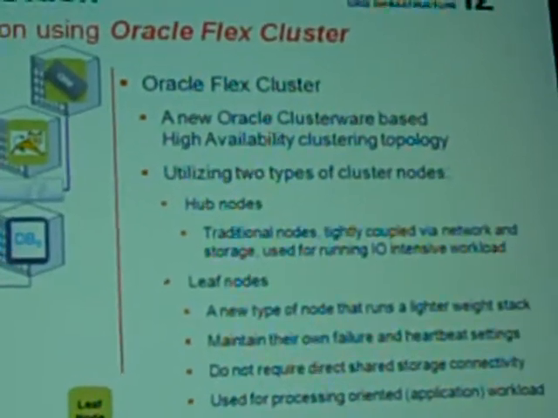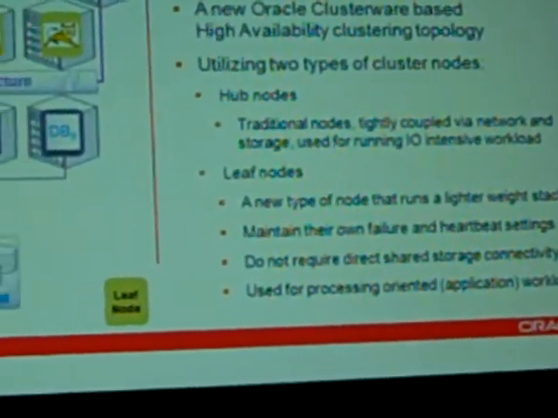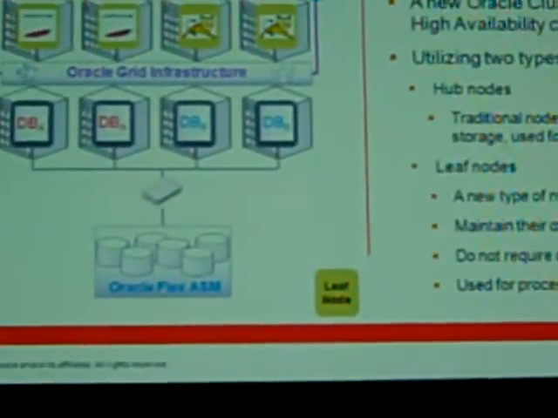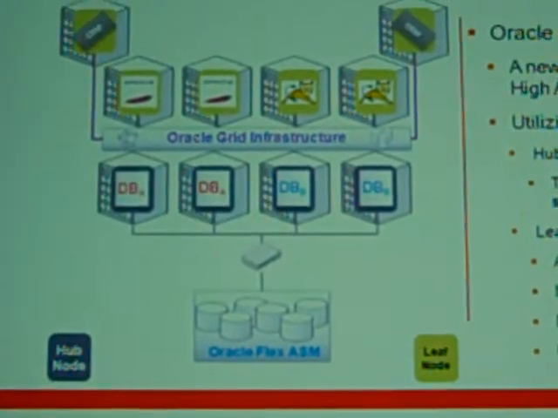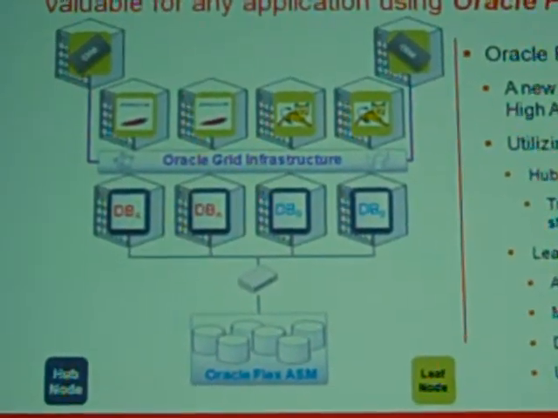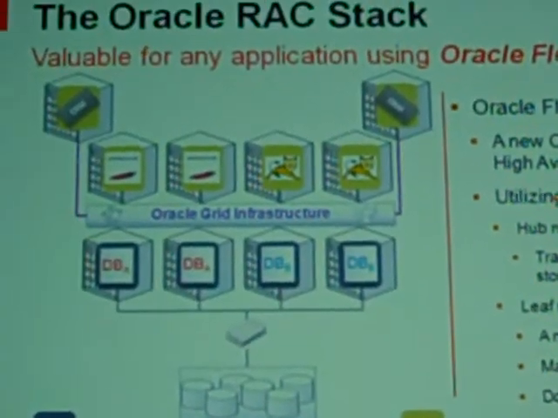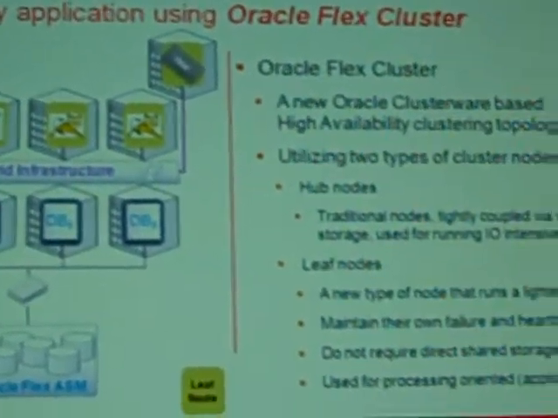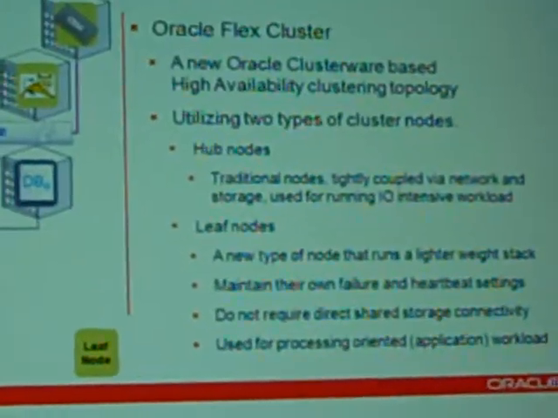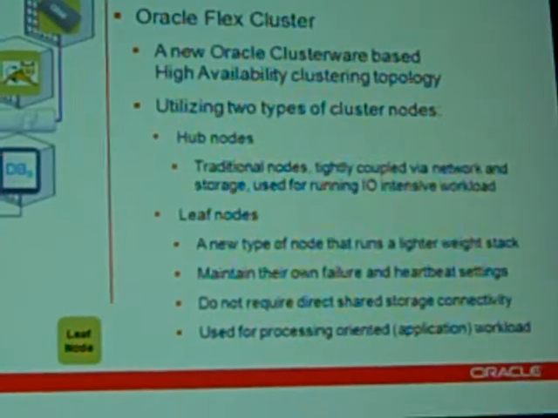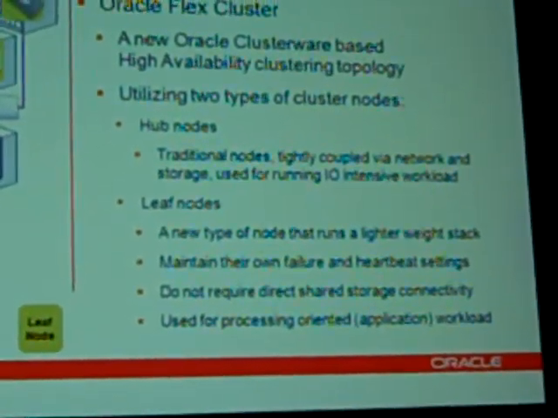The leaf nodes we can play with. They are loosely coupled. They do not have peer-to-peer communication, unlike the hub nodes. They do not have direct access to disks. And as a consequence, there is no voting file. And we expect these particular servers to be customized in terms of the applications running in them. So they're more oriented towards high CPU, high memory requirements, and less so in terms of storage.